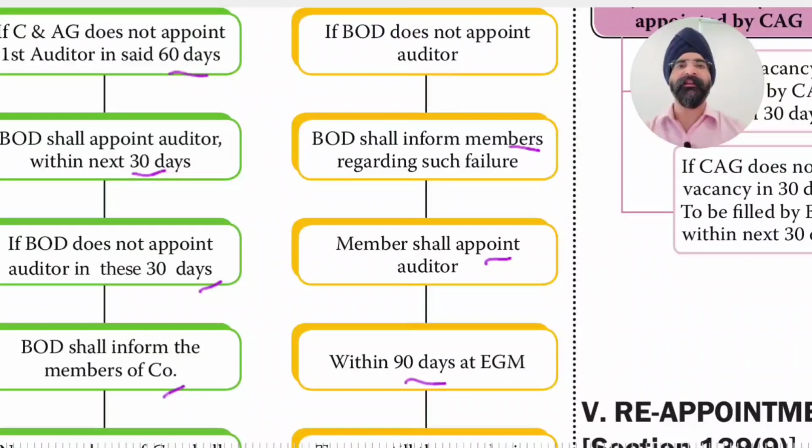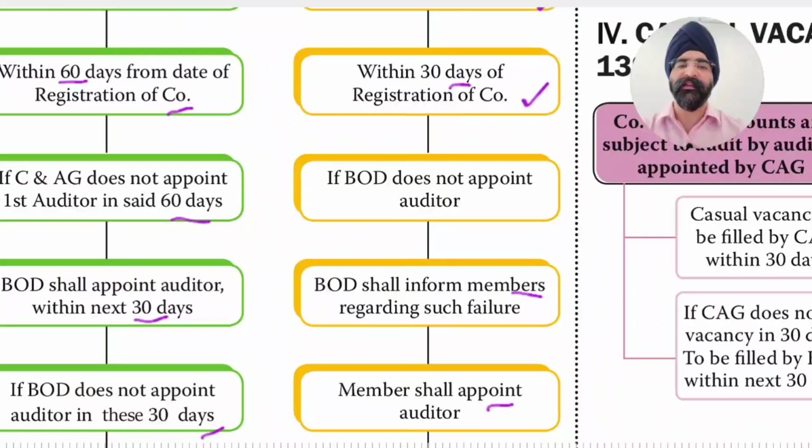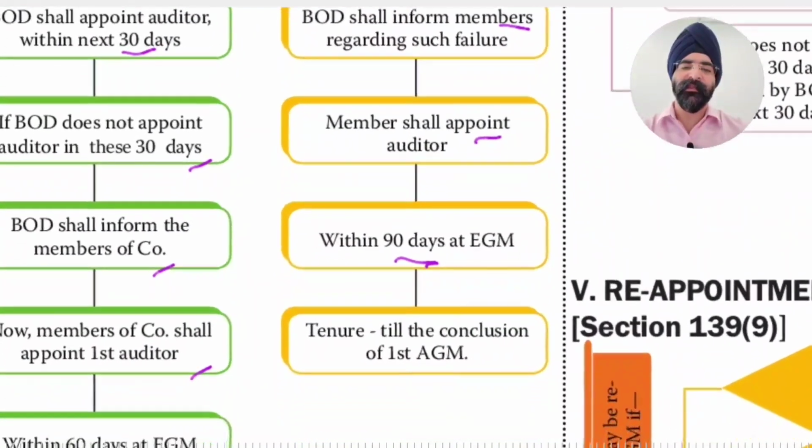In case of other than government companies, the board shall appoint within 30 days. If the board fails to appoint within 30 days, then 90 days' time is given to members to appoint the first auditors in the extraordinary general meeting. So 30 days is given, then 90 days is given.